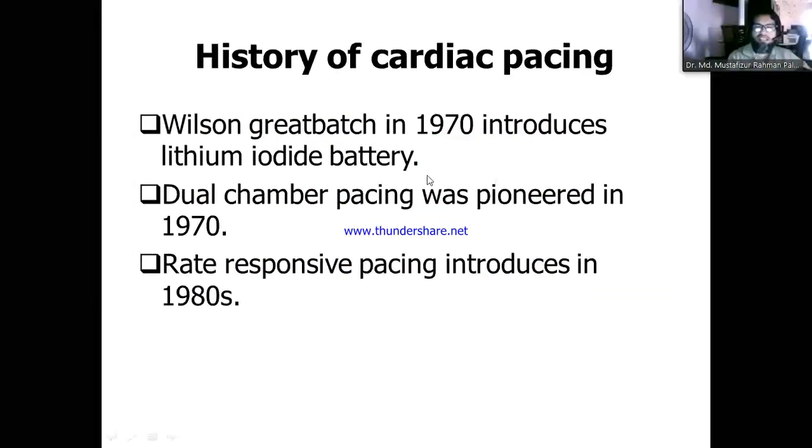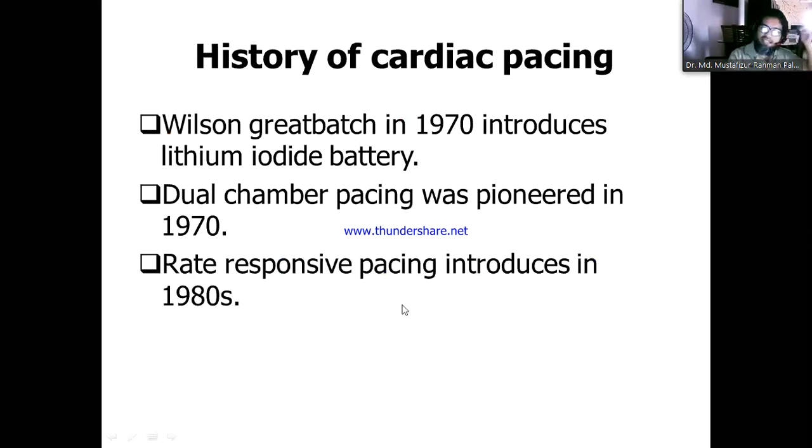In the 1970s, the lithium iodide battery was introduced by Wilson Greatbatch, and dual chamber pacing was also pioneered in the 1970s. Rate responsive pacing, which is very popular nowadays, was introduced in the 1980s. So before going into the details, these are some historical matters you should know.